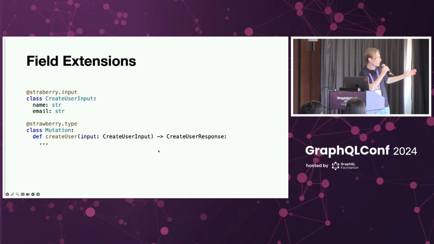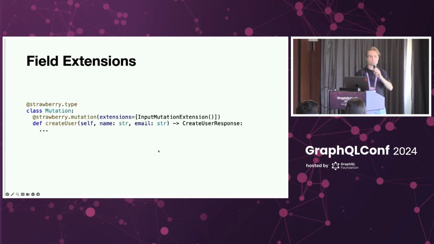But this is kind of annoying, because I have to define my mutation here and then my input somewhere else. Sometimes I just like doing this instead. Just defining my mutation, having my inputs on there, and then returning my response. So I don't have to separate my type definition for the input from the mutation itself. And this is where field extensions come in.